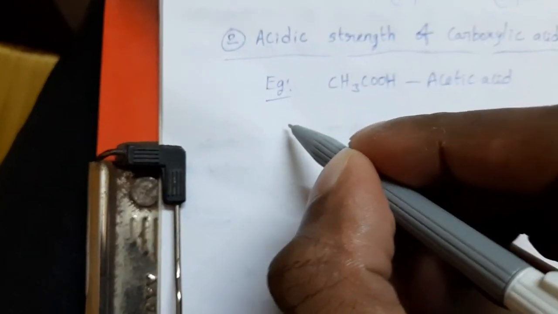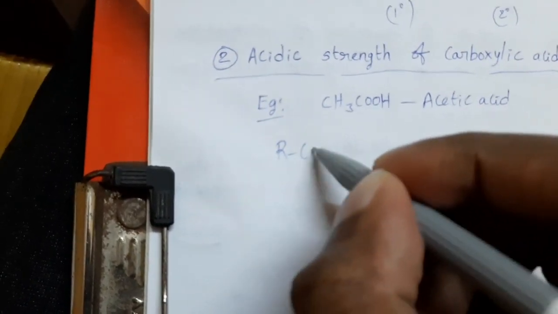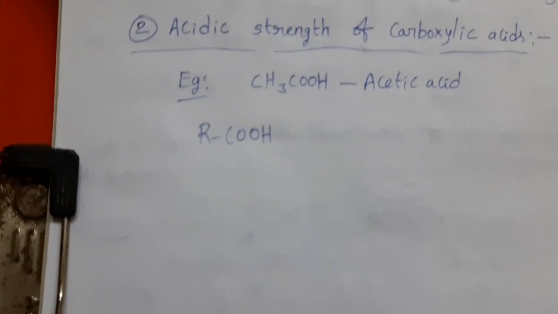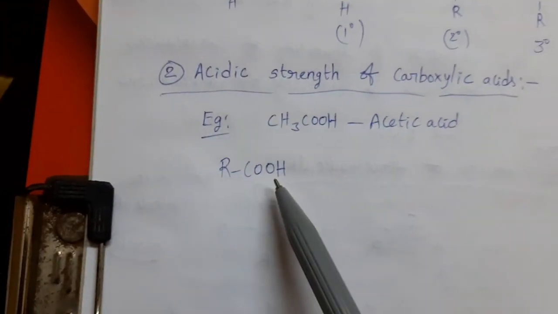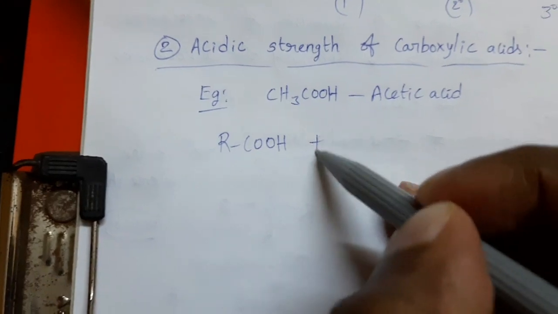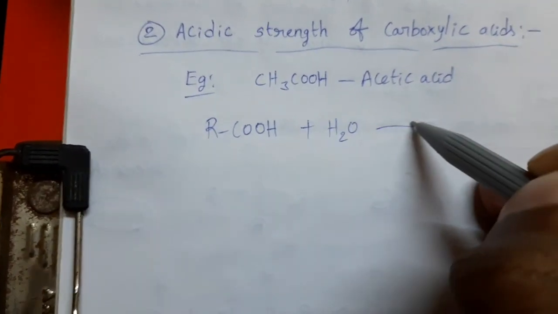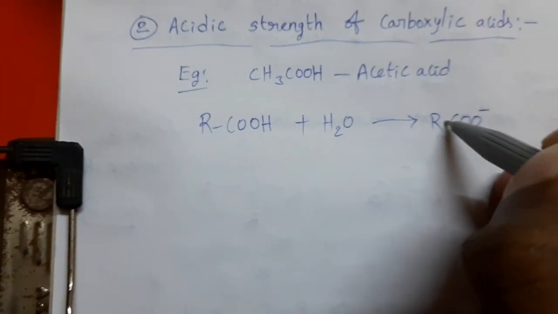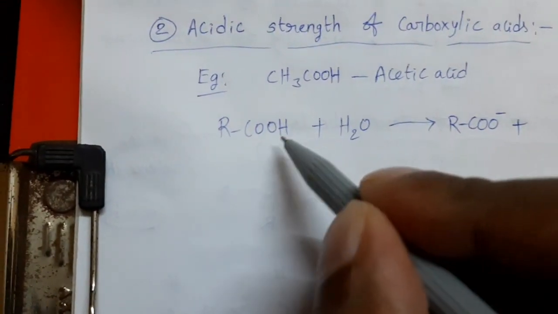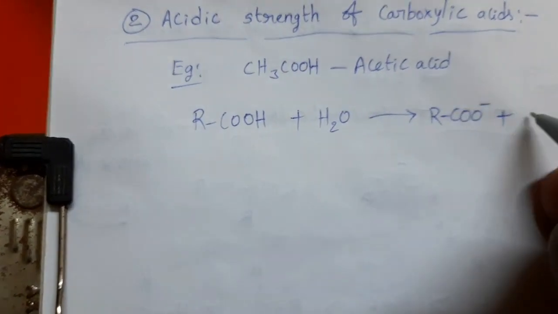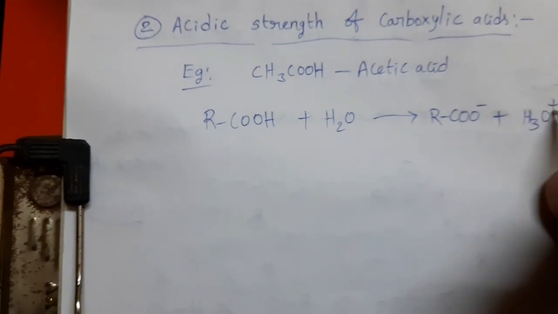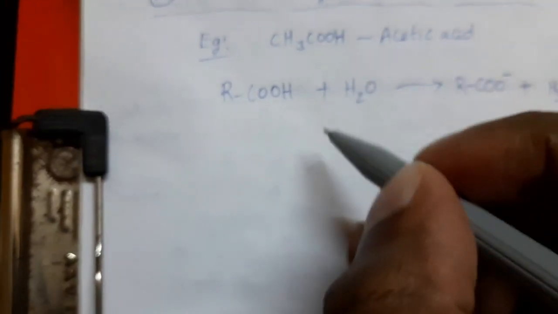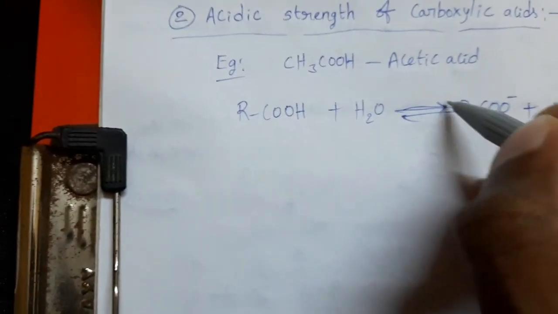Now take the general formula of carboxylic acids, RCOOH. When this carboxylic acid is added to water, it undergoes ionization and produces H plus ions: RCOO minus plus H plus. This H plus ion combines with water and forms the H3O plus hydronium ion. So this is the reaction when an acid is added to water. It is a reversible process.